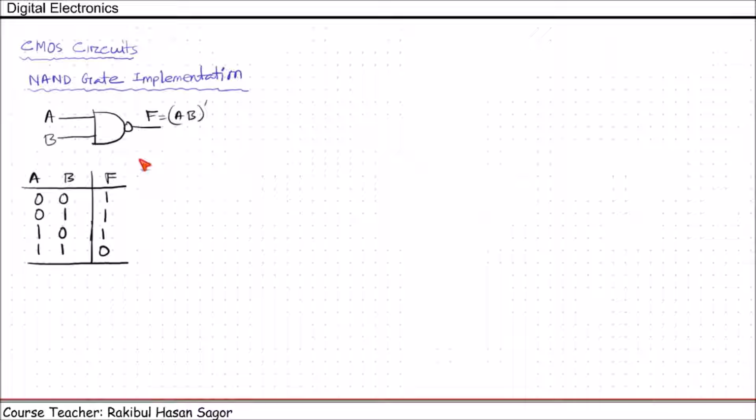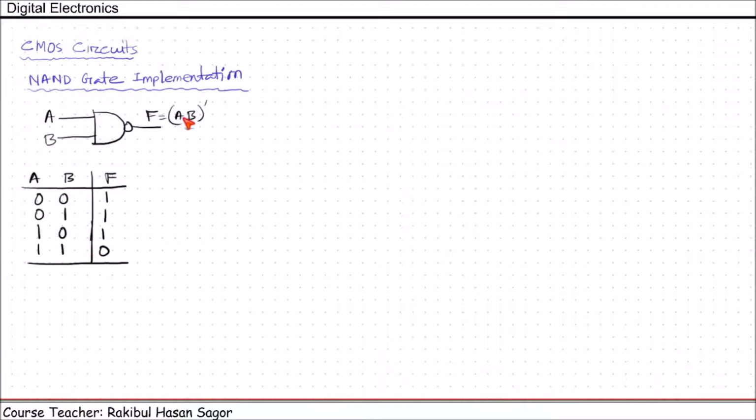From our previous lectures, we know that the operation of a NAND gate is very simple. This is the Boolean function expression of the NAND gate. If one of the inputs or both the inputs are 0, then the output will be 1. For 0, 0, the output will be 1. For 0, 1, the output will be 1. For 1, 0, the output will be 1. For 1, 1, the ANDed output is 1 and the NAND output is 0.